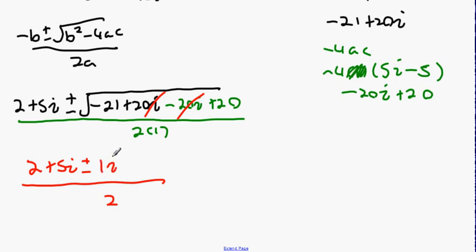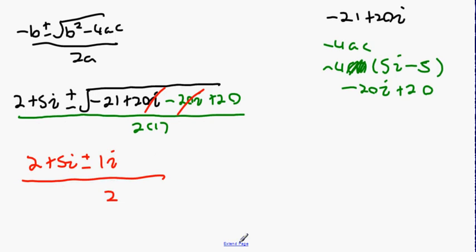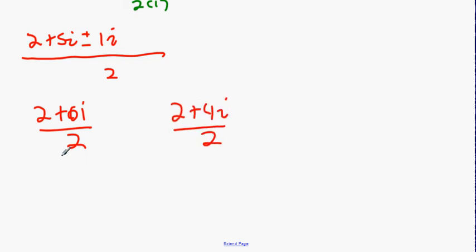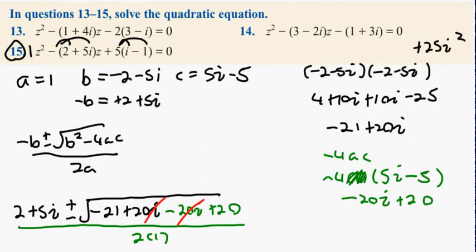So i. And then we've got to break up both answers. So the first answer is going to be 2. Remember, 5i plus i is 6i, so 2 plus 6i over 2. The next one is going to be 5i take away an i, so it's going to be 2 plus 4i over 2. So our two answers are going to be 1 plus 3i and then 1 plus 2i. Okay.